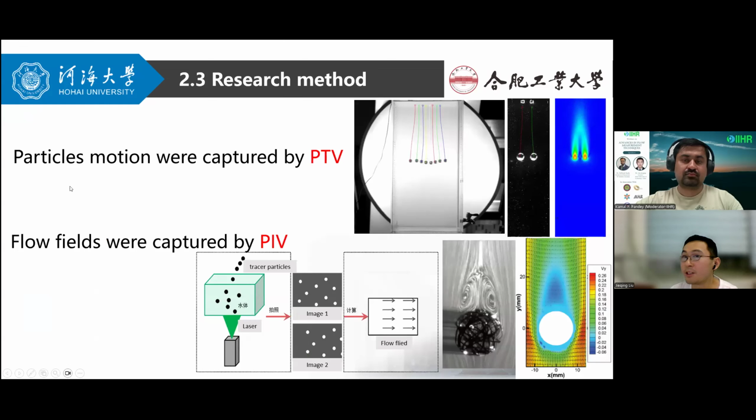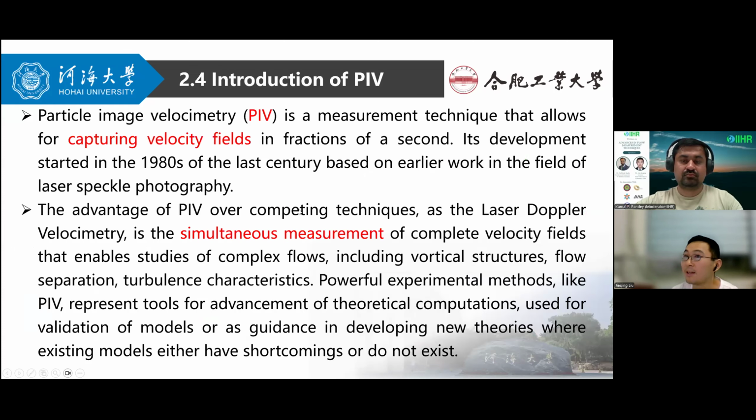We can see the particle motions were captured by PTV. We can know the particle motion, and the flow fields were captured by PIV. Now I will introduce the PIV in our experiment.